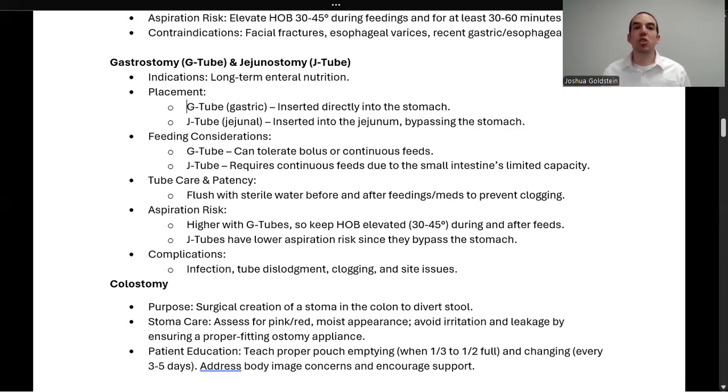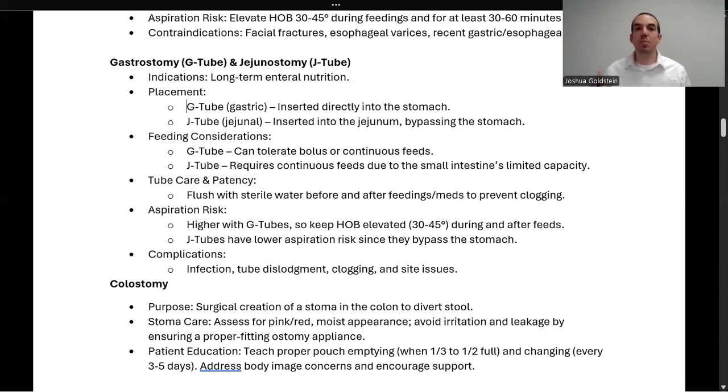What is that? A G tube or gastric tube is where we put the tube directly. It's a surgical procedure. We make a hole in the abdomen and put the tube right into the stomach. That's a G tube, or into the jejunum. That's a J tube. These tubes are always used for feedings. We wouldn't place this for other reasons other than the patient needs this for their nutrition.